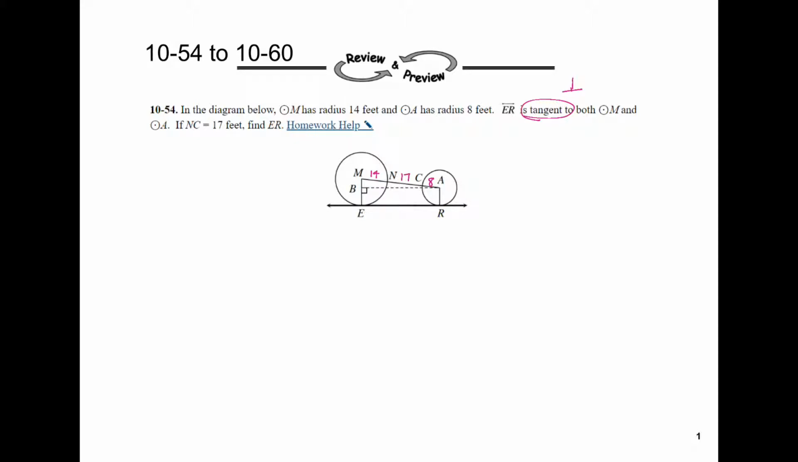Okay, so we know that AR is also the radius, which is 8. We know that ME is also the radius, which is 14. So if we subtract this 8, we know that MB is equal to 6 feet. So then we know that MA is equal to 14 plus 17 plus 8, which equals 39 feet.